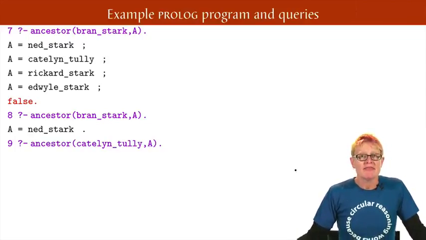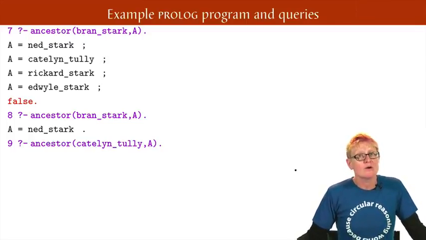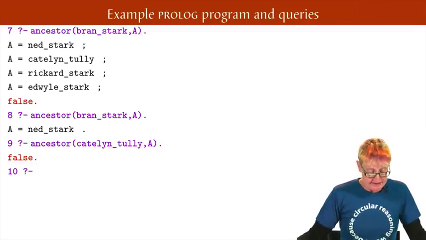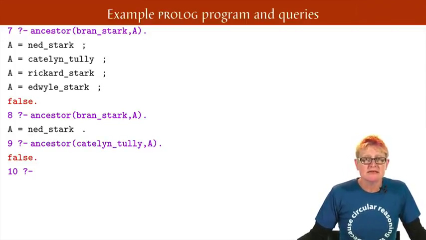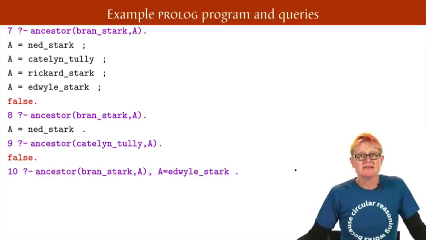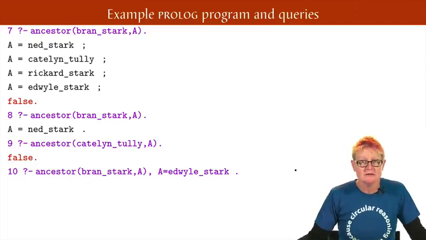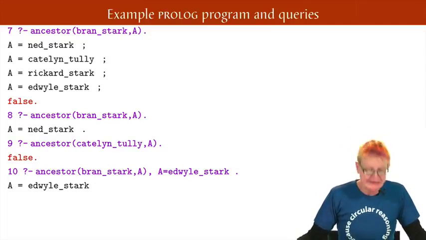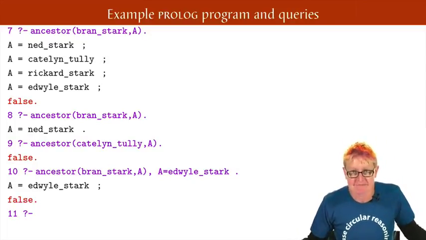Okay, so there is no data about the parents of Catelyn Tully, so a query asking for her ancestors returns with false. And for a simple example of a query using identity, there's this one, does Bran Stark have an ancestor A called Edwyle Stark? And the answer, not surprisingly, comes back yes, A is Edwyle Stark. And this is the only answer.